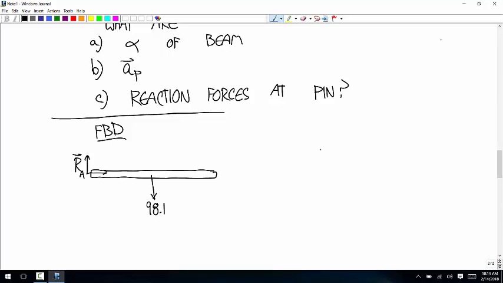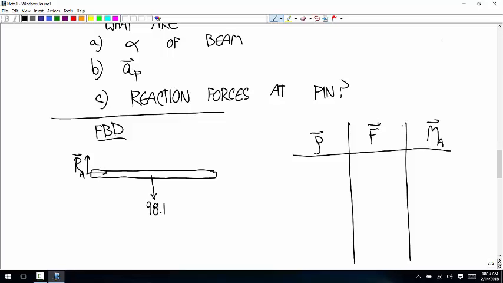For these problems, as a bookkeeping thing, I like to write out the rho vectors for all these things, the force vectors, and the moments. Since we're only doing 2D problems, the moments are always going to be Z component only. So you can treat these as two-dimensional vectors and treat that as a scalar because the Z component is the only non-zero one.